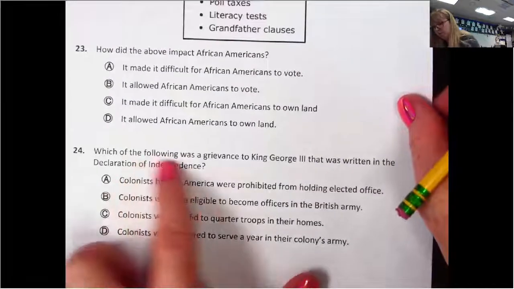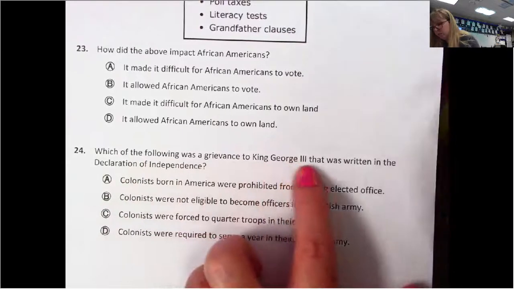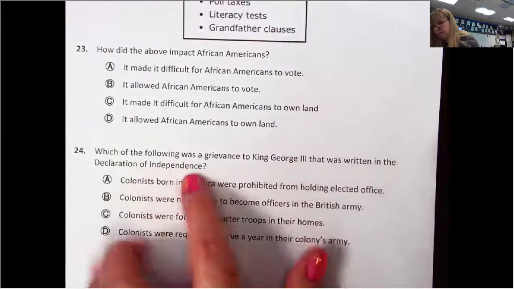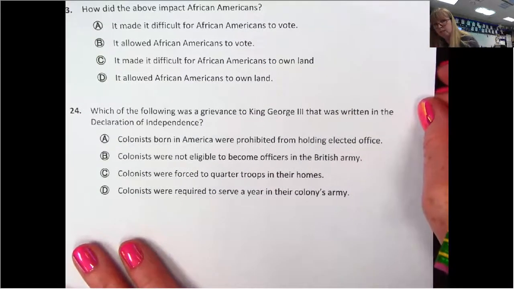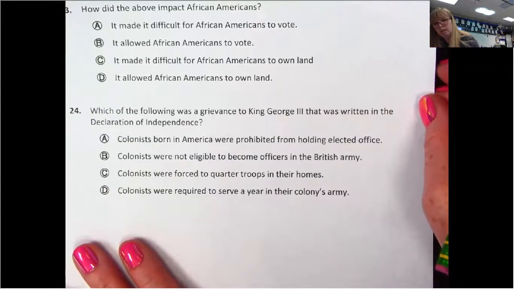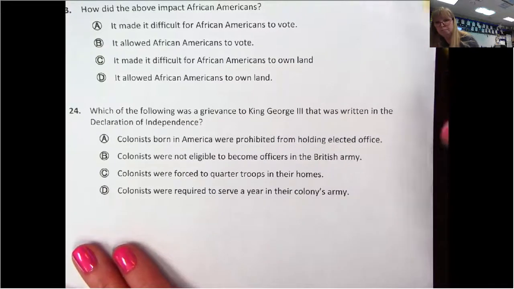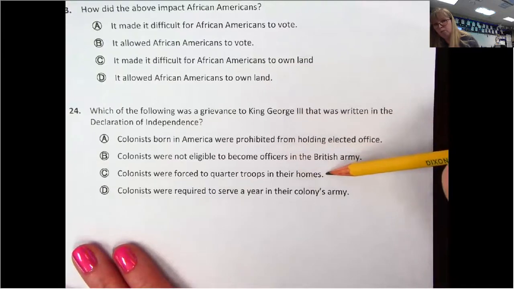24. Which of the following was a grievance to King George III that was written in the Declaration of Independence? Think about the pictures of my son on the board dressed in uniform. It's right here. Colonists were forced to quarter troops in their homes. Colonists were aggravated. They did not want to quarter troops in their homes.